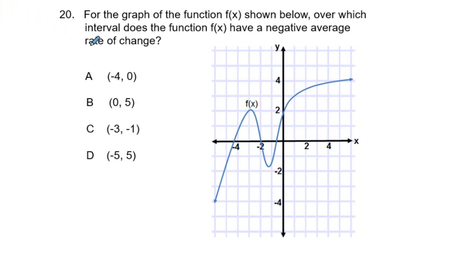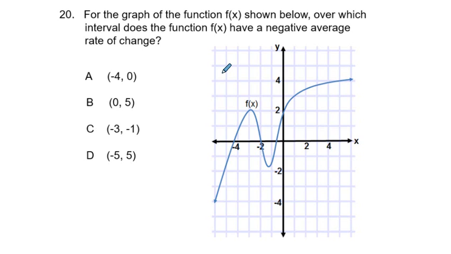Okay, next one we're going to look at is problem 20. Problems 20 and 21 are evaluating a graph. For the graph of the function f(x) shown below, over which interval does the function f(x) have a negative average rate of change? And here I'm looking at the test of one of my more advanced students.